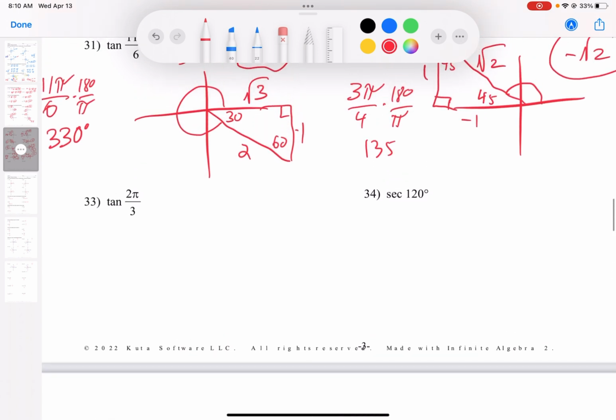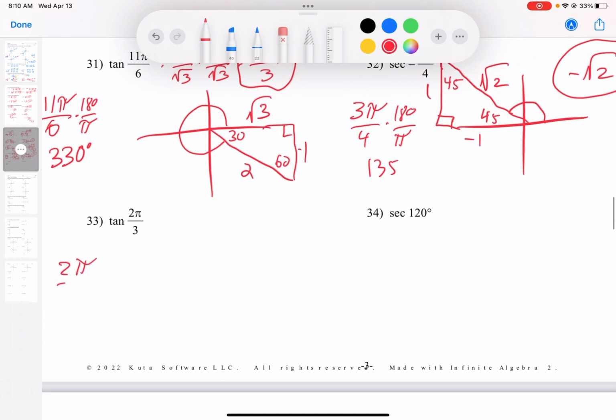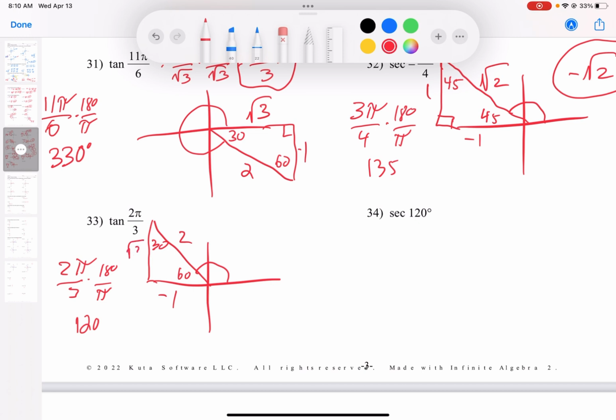2 left. 2 pi over 3. So 180 over pi. 2 times 180 divided by 3 is 120 degrees. Should be getting pretty good at these by now. There's 120 degrees. Drop it down. I got to get to 180, so that makes that 60. Opposite to 30 is 1. Hypotenuse is 2. That's going to be negative 1. And then the square root of 3. Tangent is opposite over adjacent. So the square root of 3 over negative 1. So the negative square root of 3.